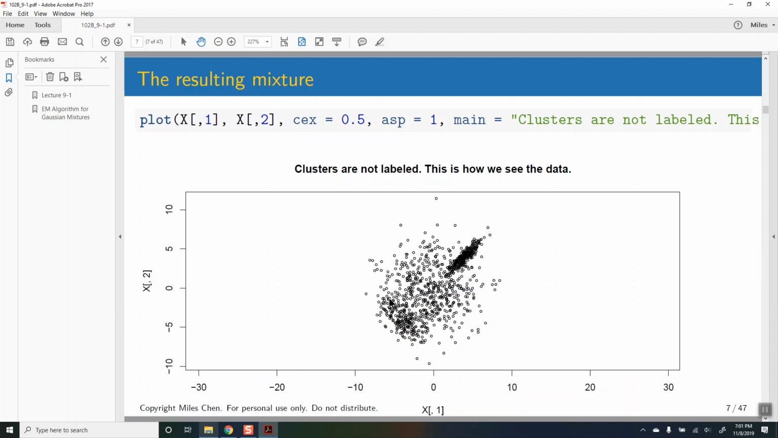The EM algorithm is kind of a cross between the Bayes classifier, right? You guys are all familiar with the Bayes classifier because you've been doing it in your homework. So how does the Bayes classifier work?